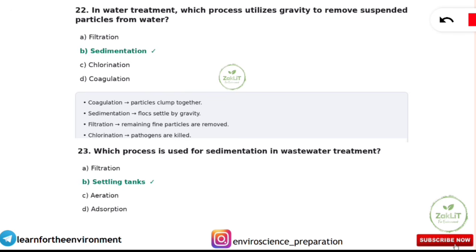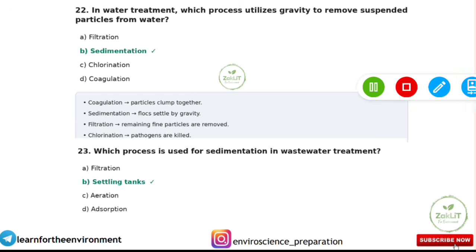Coagulation, in this process the particles clump together. In sedimentation, the flocs settle by the gravity. In filtration, remaining fine particles are removed. Chlorination technique, the addition of chlorine, in which the pathogens which are present in the water are killed.